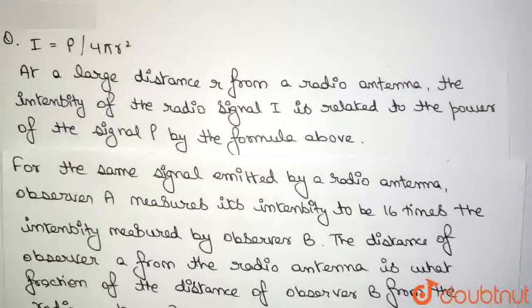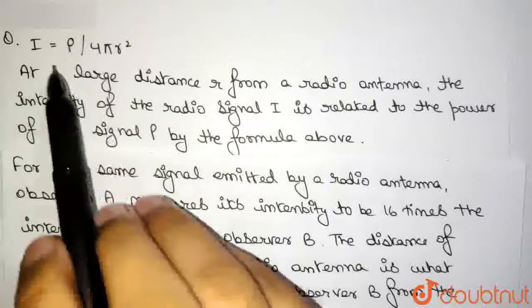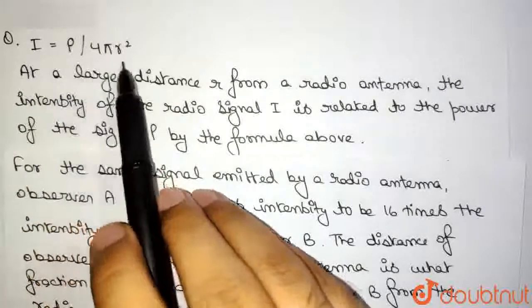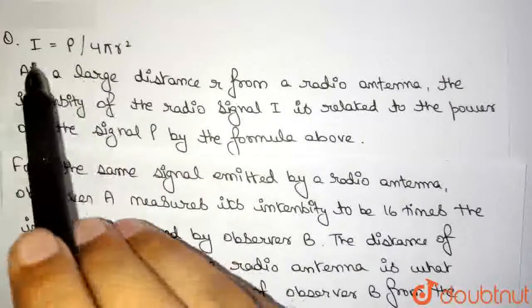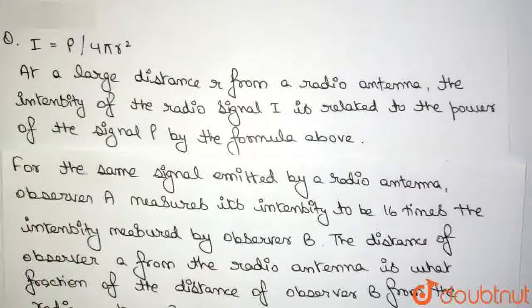Hello friends, welcome. The question states I is equal to P upon 4 pi r square, which is a formula. I is equal to P upon 4 pi r square. At a large distance r from a radio antenna, the intensity of the radio signal I is related to the power of the signal P by the formula above. By this formula, I is equal to P upon 4 pi r square.